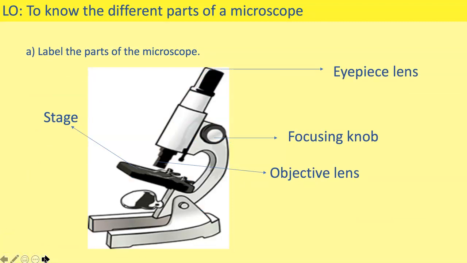Okay, so for the first one, we should have labelled the eyepiece lens, the focusing knob, the objective lens, and the stage. Please check your spellings of these. If you spelt any of these incorrectly, please write them out 3 times with the correct spelling. This will help you learn how to spell these words.